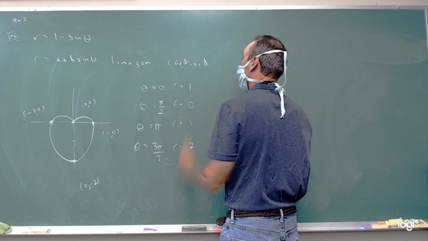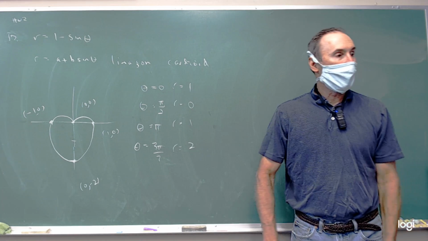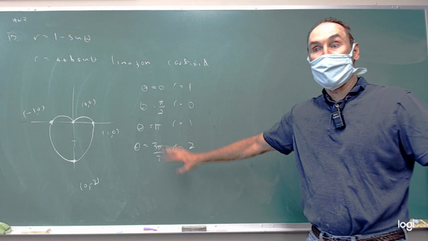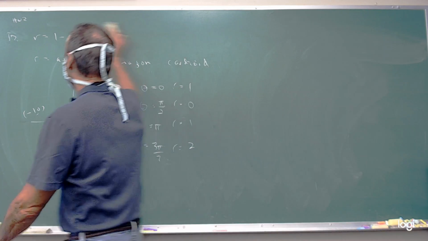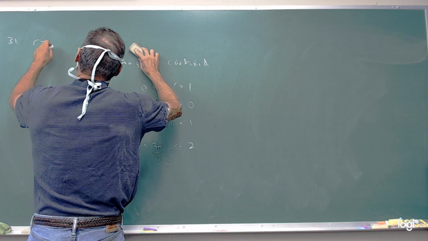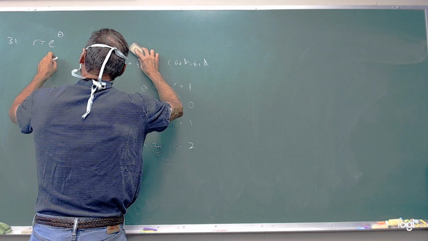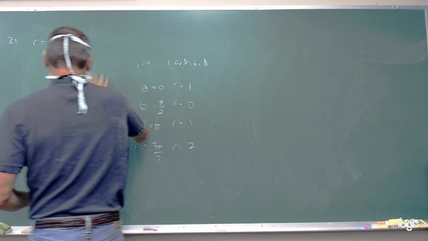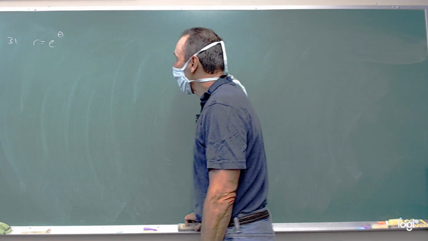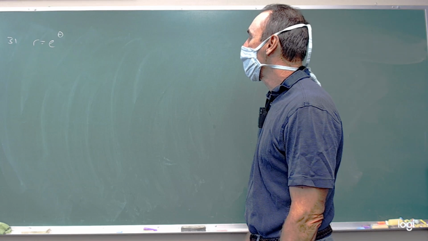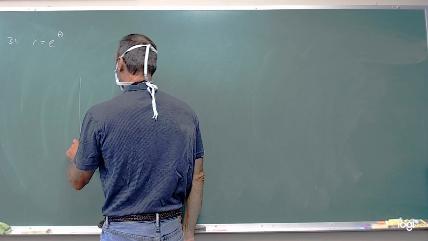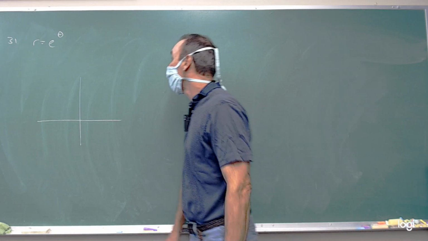Cardioid. True. Okay. Could you do 31? 31. Is this okay on that? Yes. Can I just throw it? 31. Graph r equals e to the theta. Oh, goodness gracious. e to the theta. Whew, I think this might be one for our graphing calculator, to be honest with you.